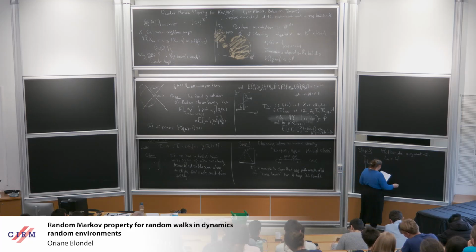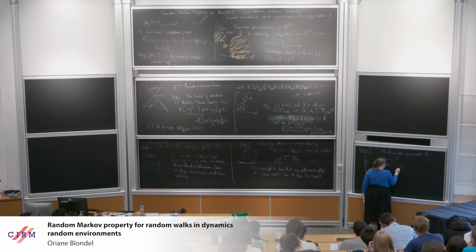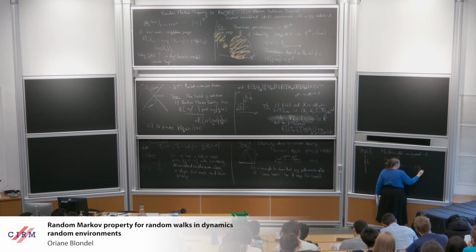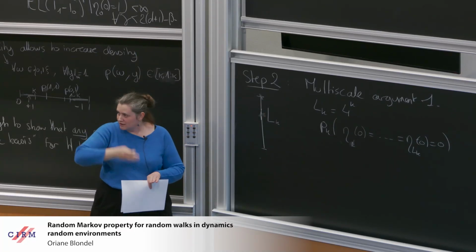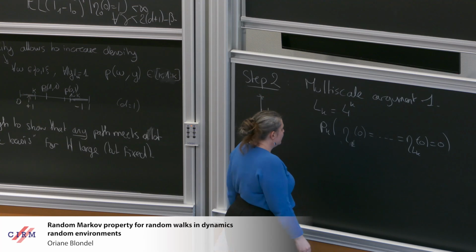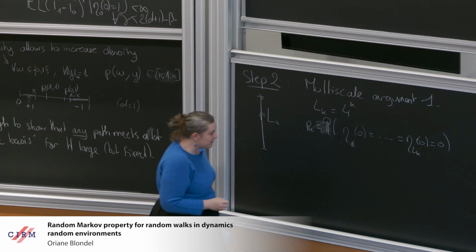And I say that, okay, my notes are very poor, but it's okay. The probability that eta at time 0 and at time 1 equals eta at time L_k, that equals 0. So I have no cross on my stick of length L_k. Okay, so that's this probability. And I want to argue that this is very small.